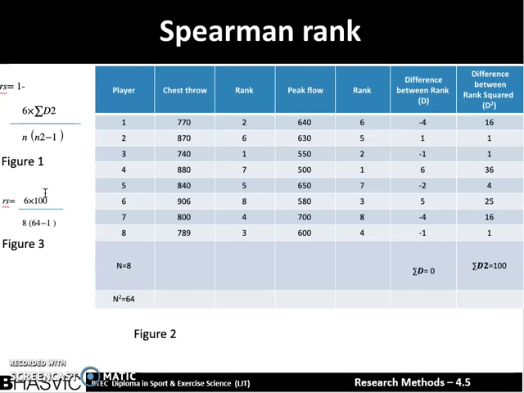Finally, you must calculate the difference between each score and square that value. Then you find the sum of all of the squared values. You then substitute each value into the equation in figure 1, which comes out at 1.19. So 6 times 100 over 8 times 63 equals 1.19. Then you must take away 1 from 1.19, which equals 0.19.